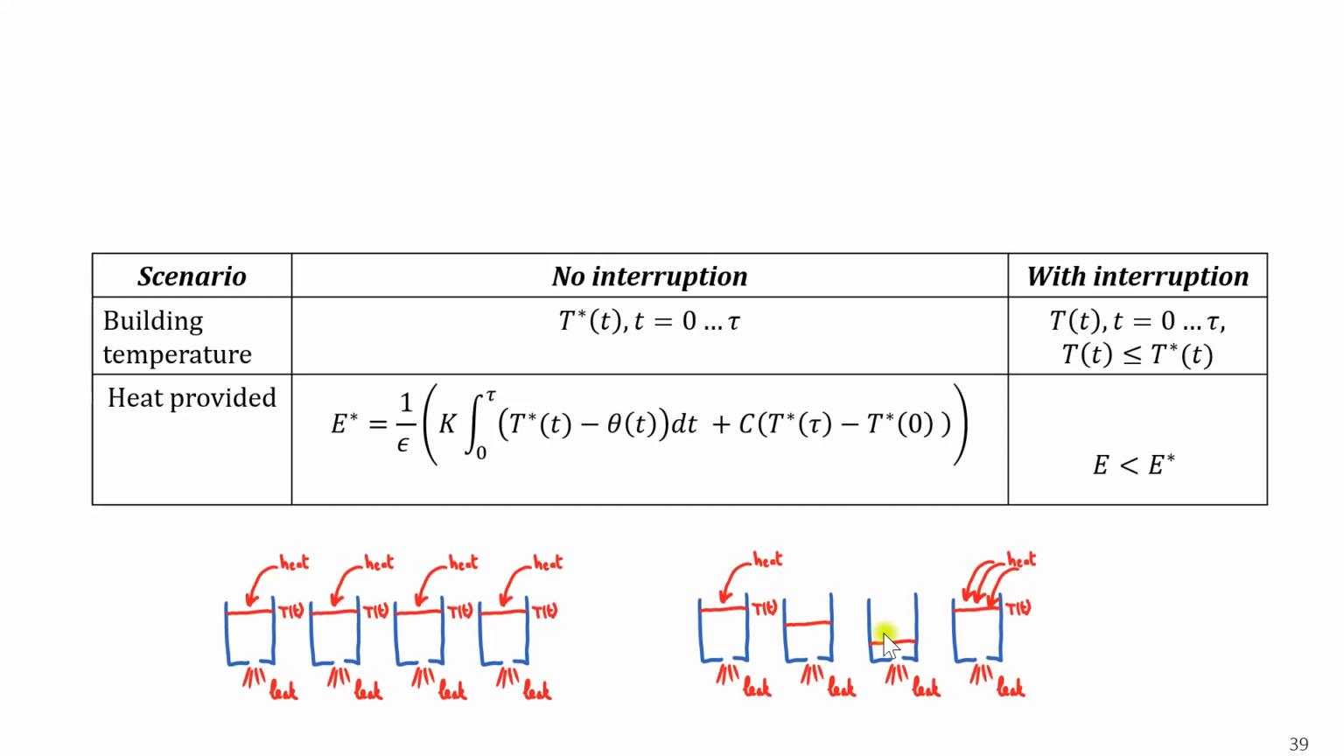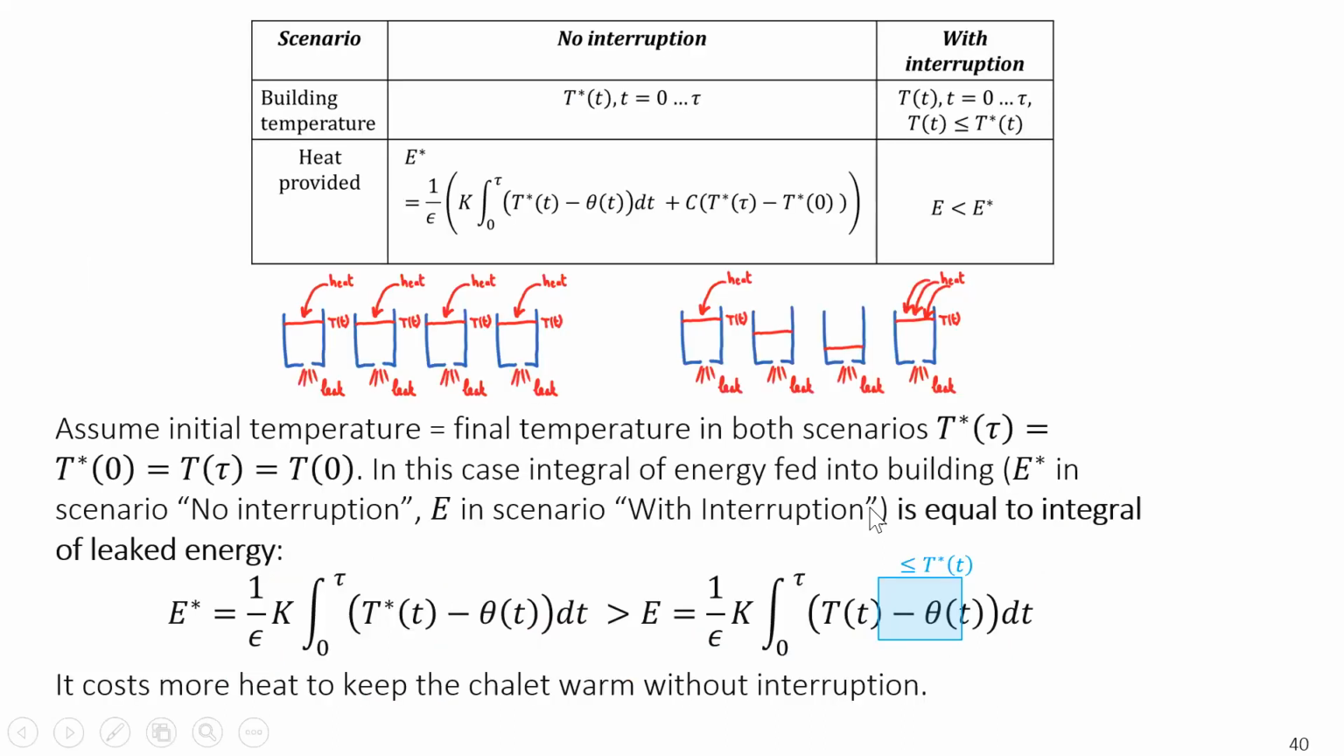Now, do we leak more when the level is high, or is the leak constant? The leak, we know, is proportional to the temperature difference. So when the chalet is cold, it leaks less than when it is warm. So here we leak more. So the integral of the leak here is larger than the integral of the leak there. And since the starting and end points are the same, the only difference is the integral of the leak. Therefore, it is true that here there is less heat that is put into my system. I use less energy. So it costs more to keep the chalet warm without interruption than to pay for the high amount of heat that I will need to bring it up to the temperature.